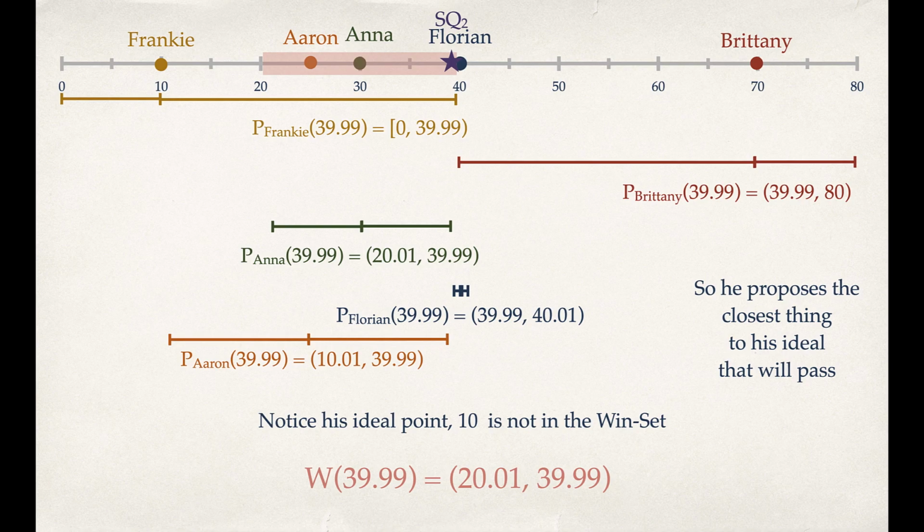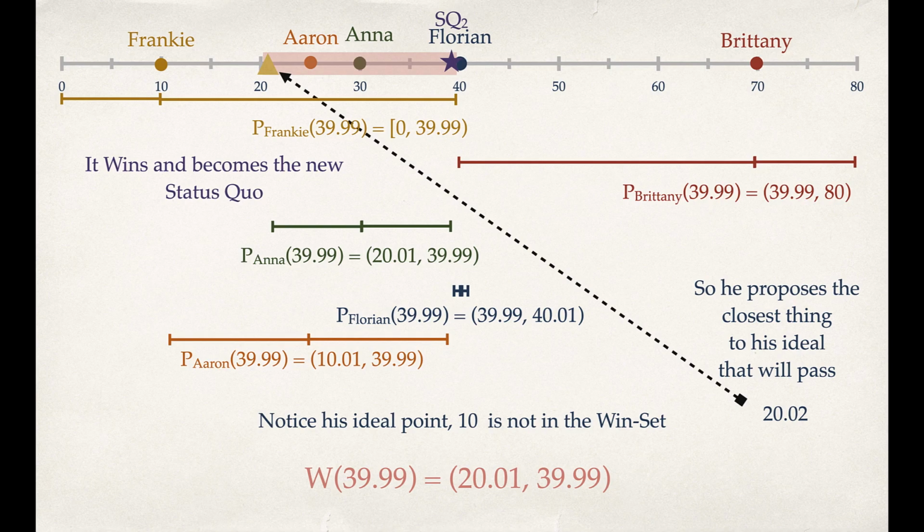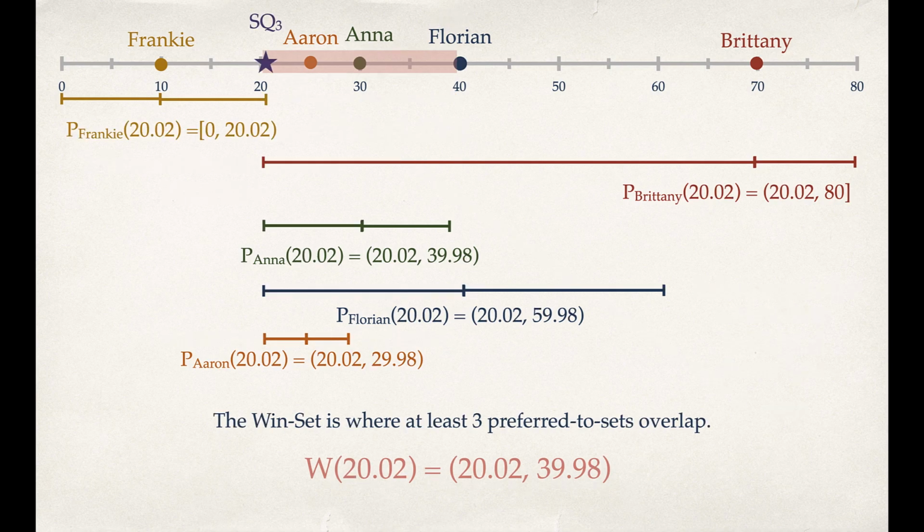So what will Frankie propose? He will propose 20.02. That's the closest thing to his ideal that will pass. It wins because it is in the win set, and it will become the new status quo, status quo 3. So I've already gone through quickly and drawn out all of the new preferred-to sets.